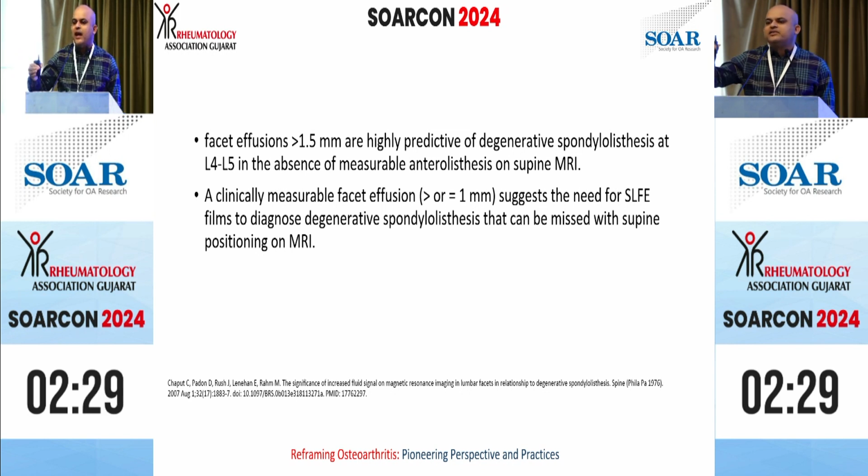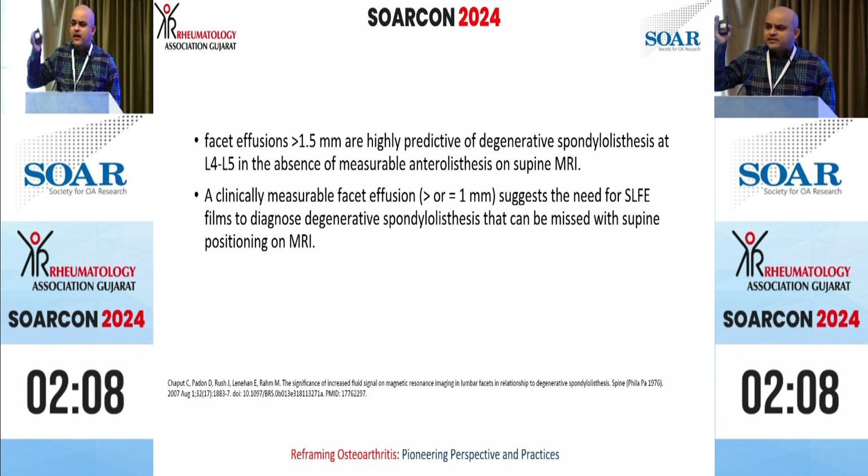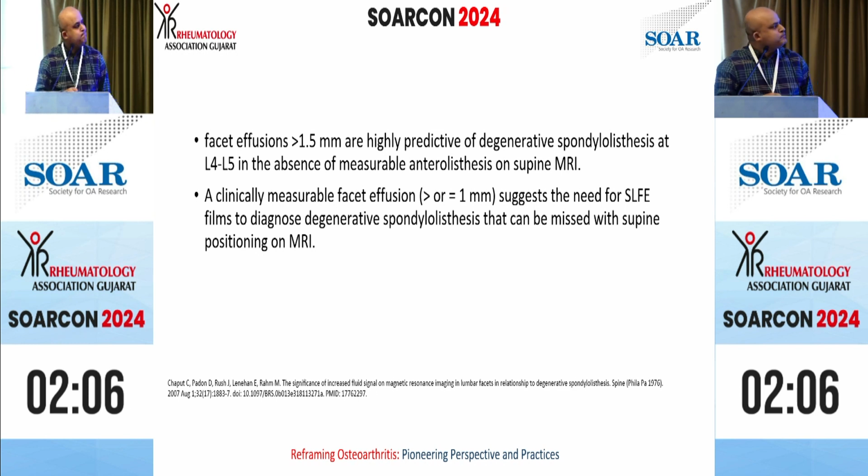It is not in axial loading, right? So at times you tend to miss the imbalance or the listhesis. So please look at the facet joints, especially the STIR and the T2 sequences. Facet effusion of more than 1.5 mm, which I've already shown in the previous slide, is suggestive of a listhesis. And if there's a clinically measurable effusion of more than 1 mm, it suggests the need for standing X-rays and further dynamic X-rays.